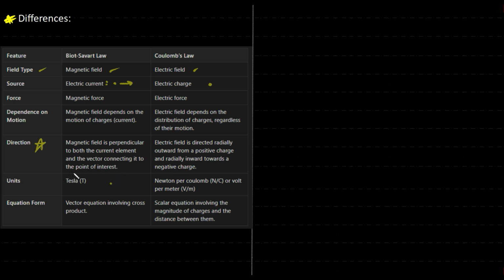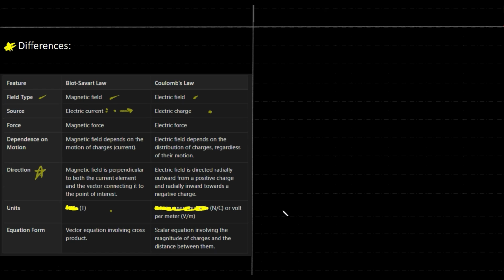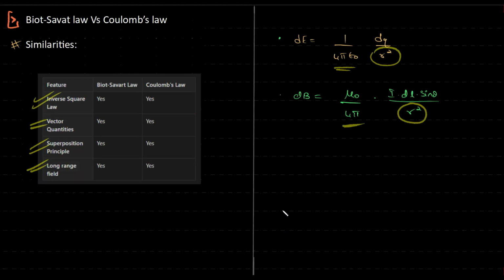Tesla, sorry, this is wrong. This is not a capital letter. And here we have Newton per Coulomb and volt per meter. So this N is not a capital N. Equation form: a vector equation involving a cross product, and a scalar equation involving the magnitude of charges and the distance between them. Okay guys, so these are the similarities and differences.